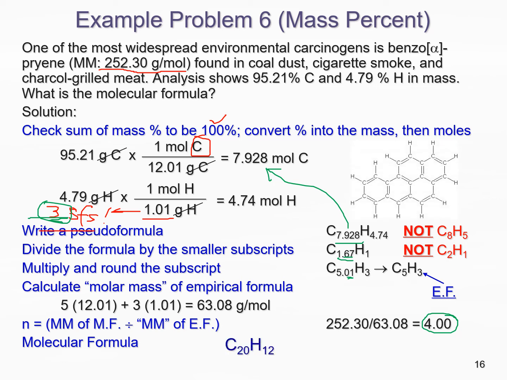So we got carbon 20, hydrogen 12. This is the molecular formula. And this is what we call a structural formula. That indicates not just how many carbons there are, 20 carbon and 12 hydrogen, but how they are going to be arranged. This compound is called benzo[a]pyrene.